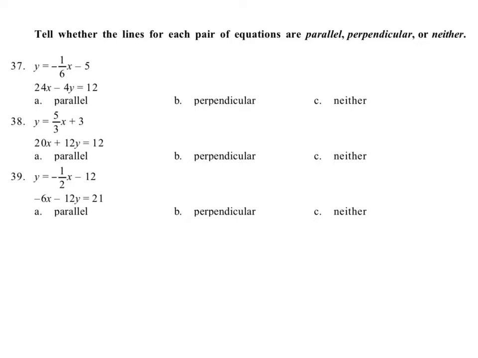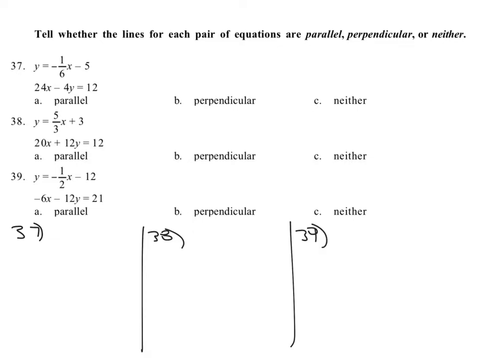What you want to see over here is it says tell whether the lines for each pair of equations are parallel, perpendicular, or neither. We have two equations here. We've got y equals negative 1/6x minus 5 and 24x minus 4y equals 12. Now, in order to do this, we have to rewrite the equation in order to see what the slope is for each one. So I'm going to do that here, here, and here for number 37, 38, and 39.